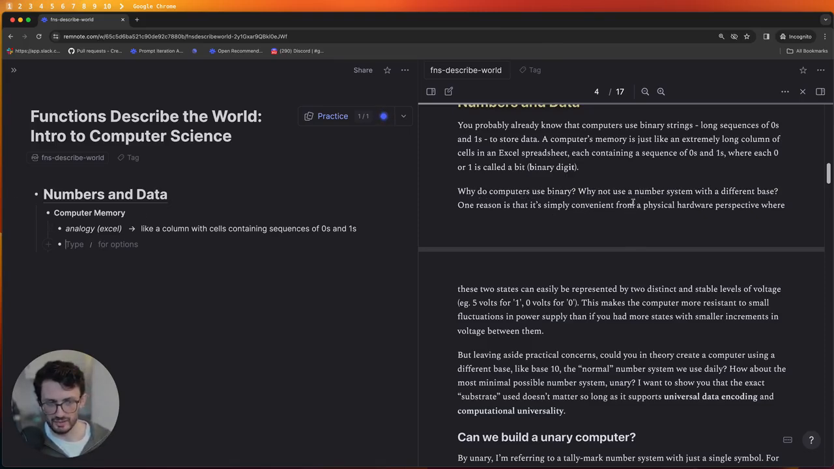And there's a physical hardware reason why computers use binary, which is that those two states can easily be represented by distinct and stable levels of voltage. So let's create another descriptor called, let's say, uses which number system. And then I can give the answer as binary. So let me show you how that looks again.